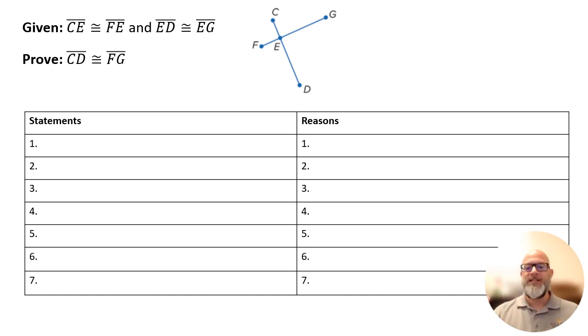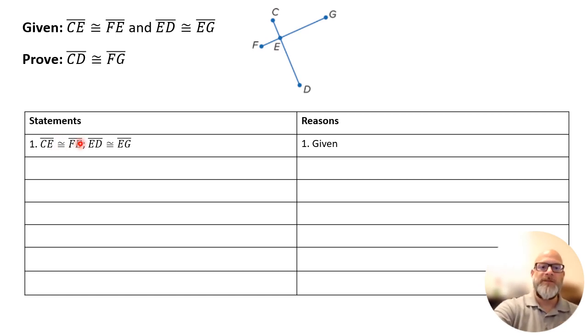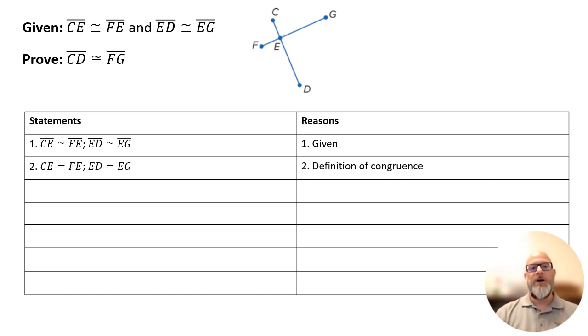Yeah, what's going to be our first step? Givens. Write all the givens. And your reason is that it's given. Next step, what can we always say from this congruence statement? We can use the definition of congruence to say CE equals FE, ED equals EG by the definition of congruence. What next? What do we do? Okay, this is the new thing.